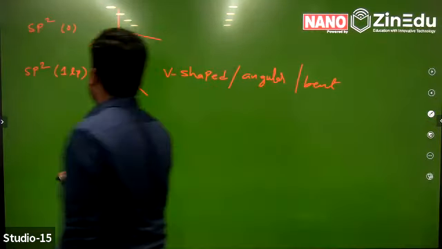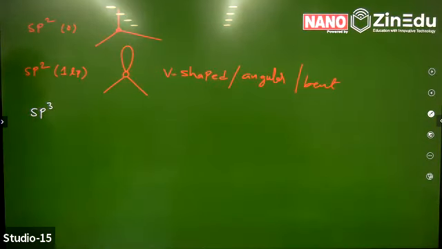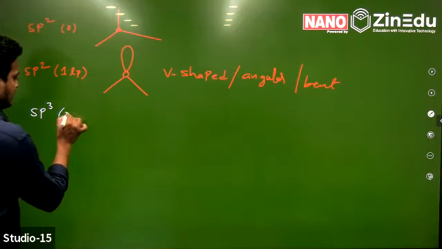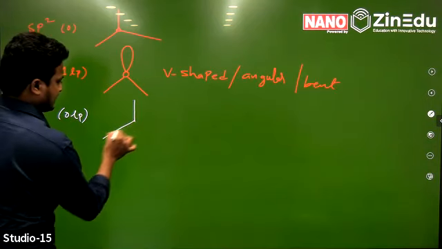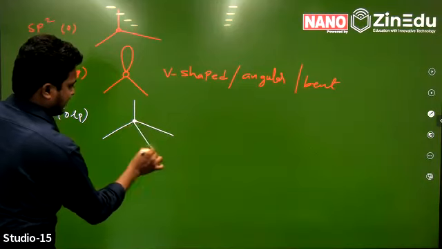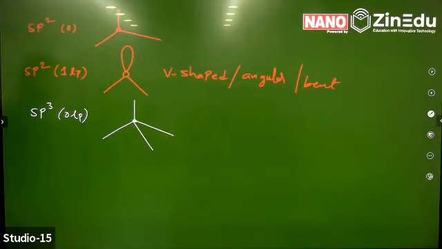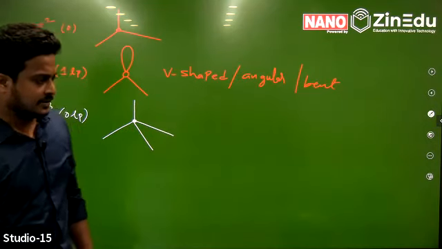Next important one, sp3 hybridization. In sp3 hybridization without lone pairs, 0 lone pairs, geometry is tetrahedral like this. If you are taking this as the central atom, this is a tetrahedral geometry. In tetrahedral geometry, bond angles are 109 degrees 28 minutes, right?